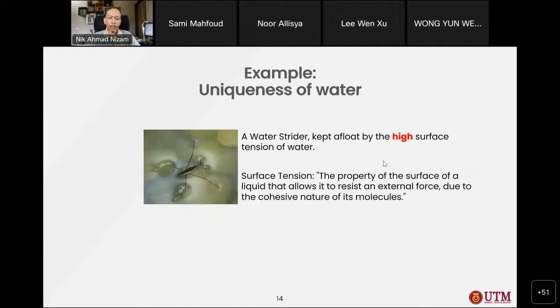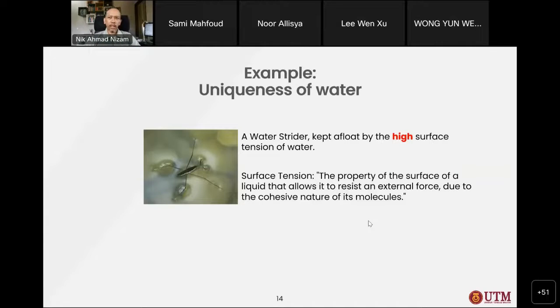But please do not do it now. You need to do it after this. So this is an example of the uniqueness of water. This is a water slide, and you put a picture and some explanation. You can Google it. If you have similar points, it's okay.